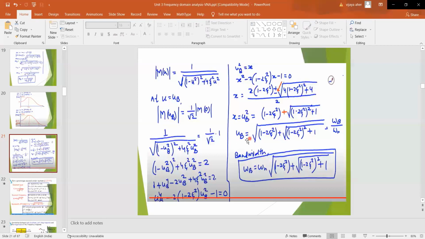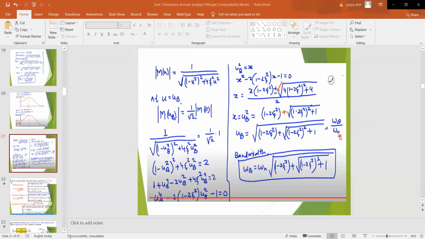Now ub is equal to under root of this term. So ub square is equal to this term. ub is equal to under root of same term: 1 minus 2 zeta square bracket complete plus under root of 1 minus 2 zeta square raised to 2 plus 1. Now what is this? This is nothing but omega b divided by omega n. ub is nothing but omega b divided by omega n.